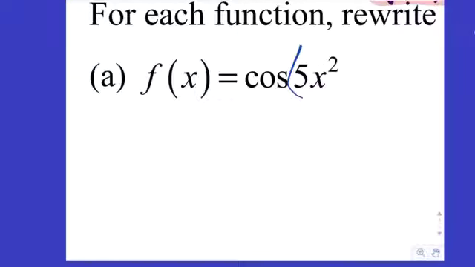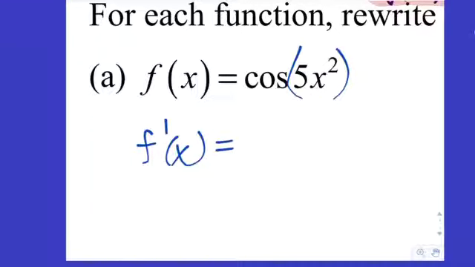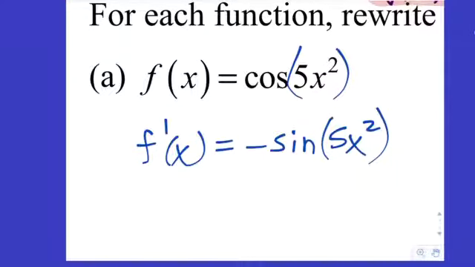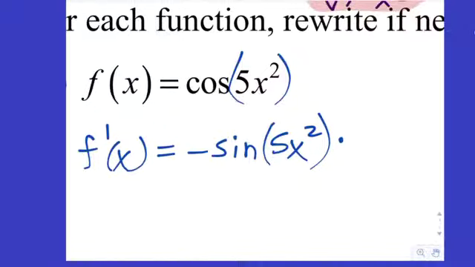Good. But I'm going to go ahead and add parentheses to help see layers, because now it's cosine of blob, and it's a composite function, which means we use the chain rule. So what does the left side become? Good. F prime of x. The derivative of cosine of blob is negative sine of the same blob. Remember, you don't take the derivative of the blob at this moment. Only one layer at a time. That was the outside layer. And then times the derivative of the inside layer is 10x.